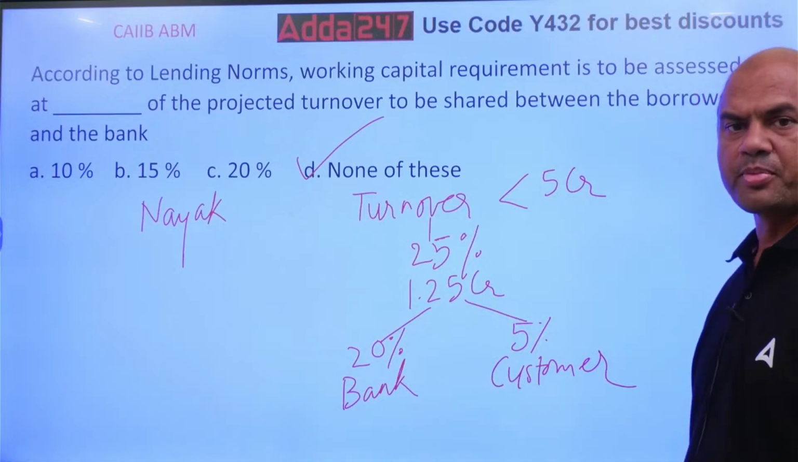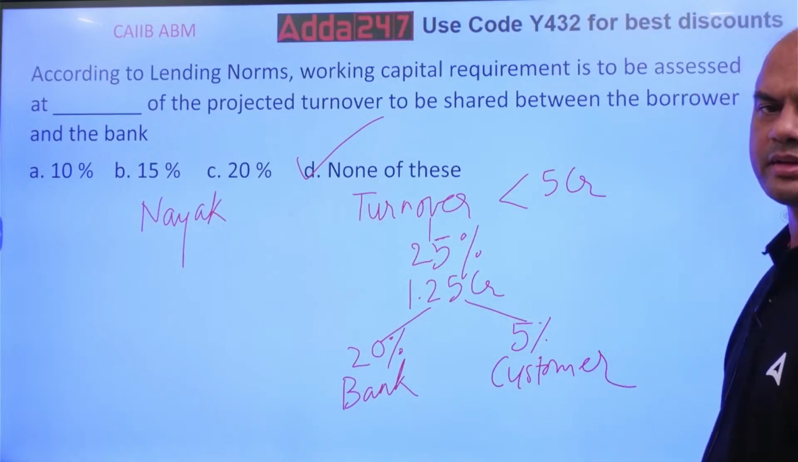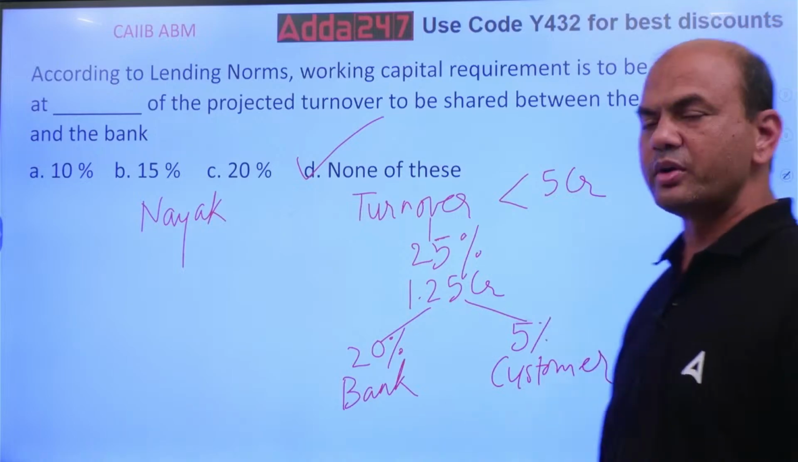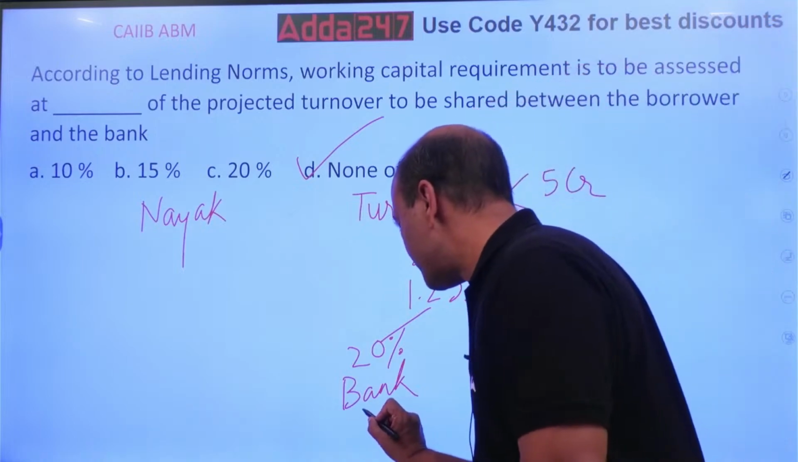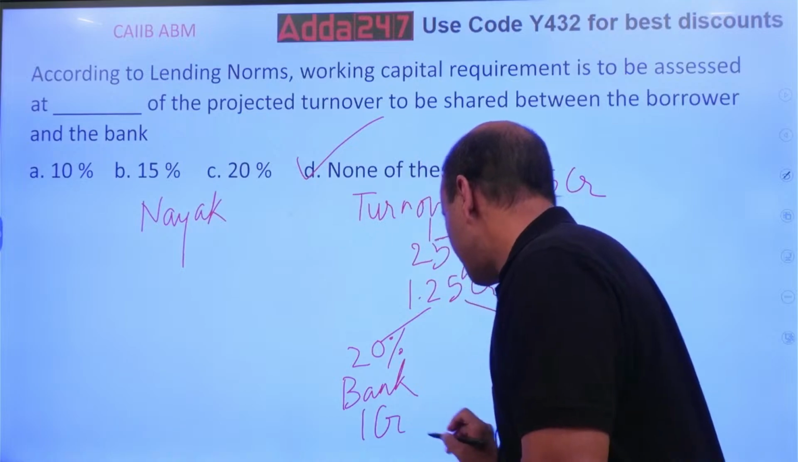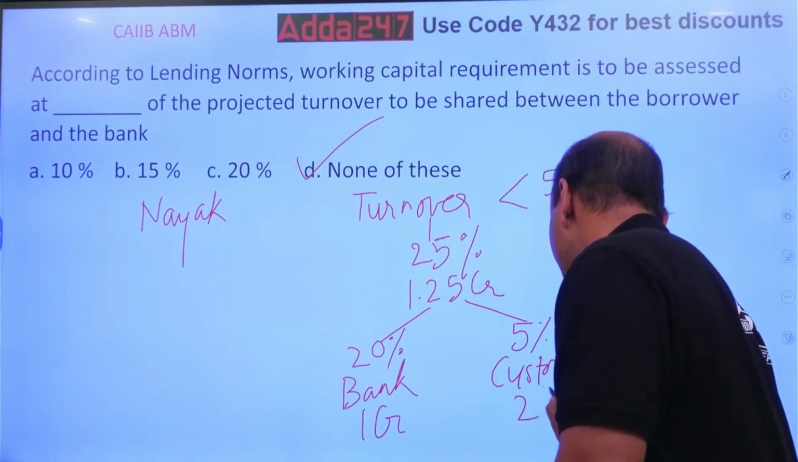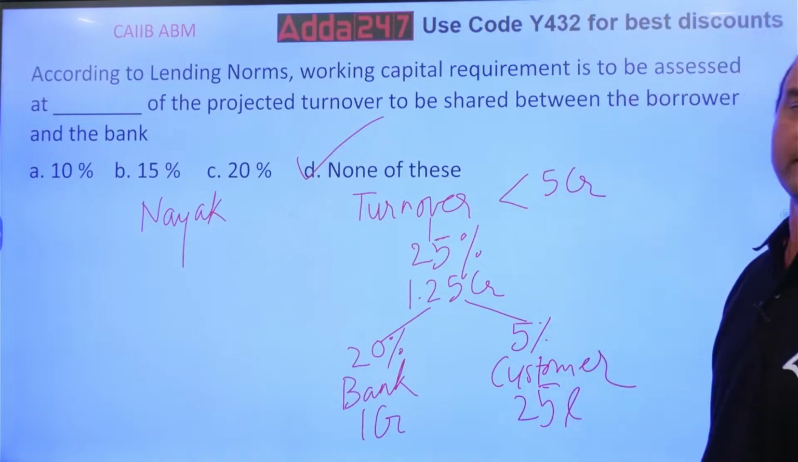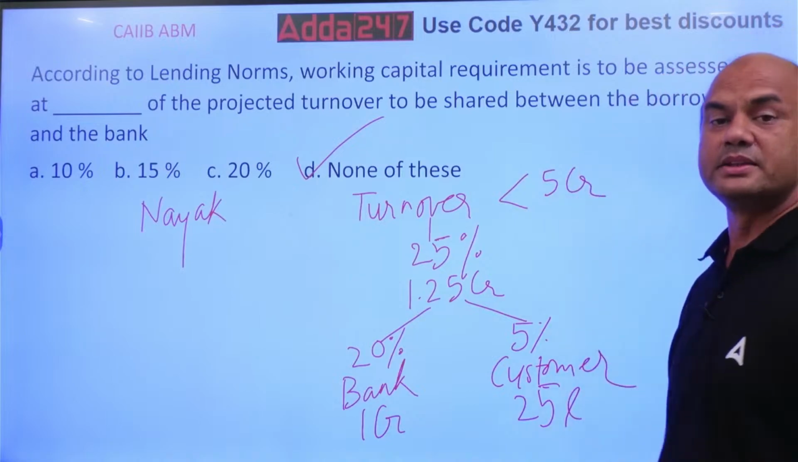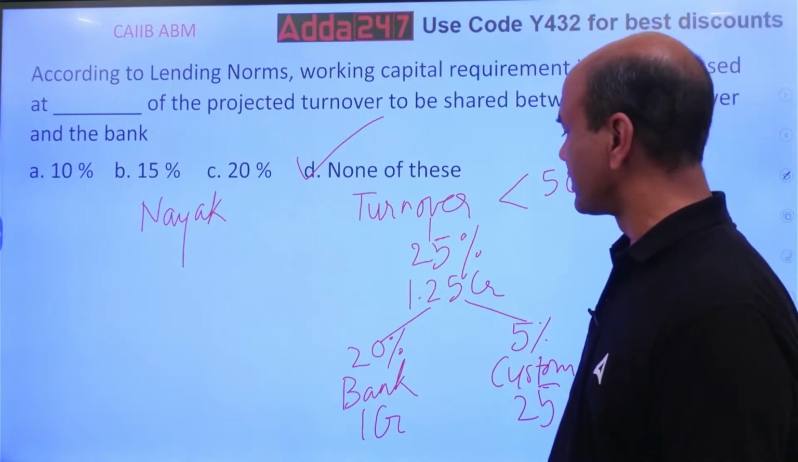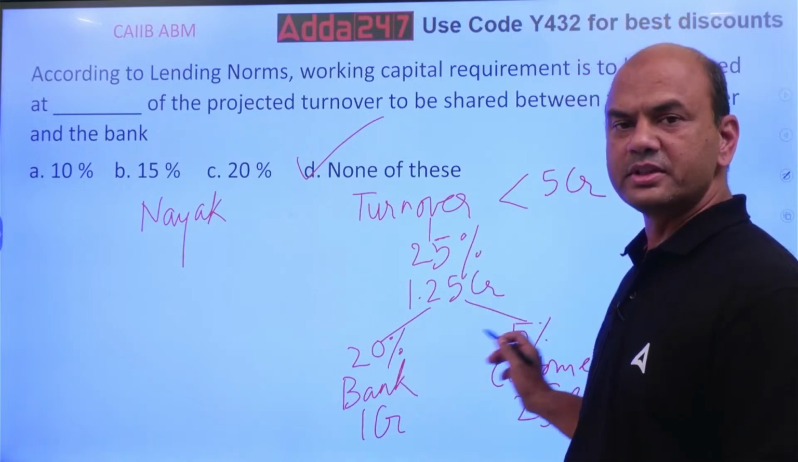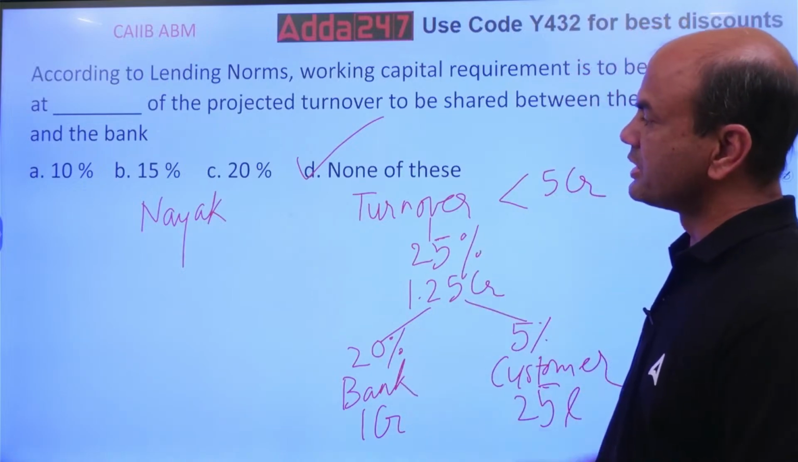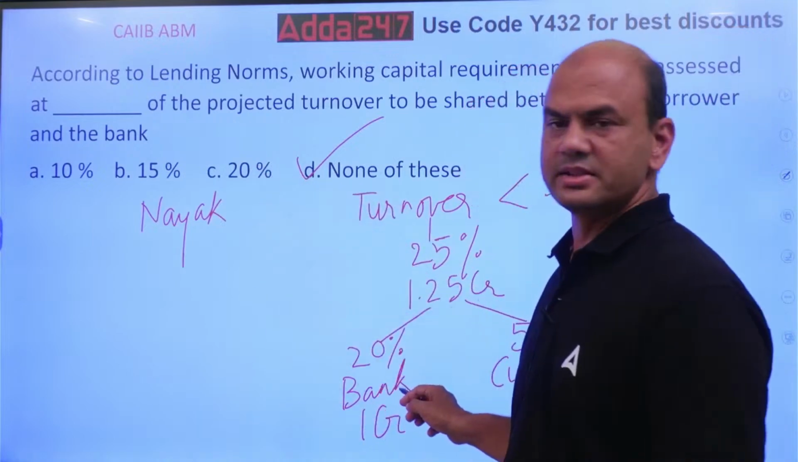So what does it mean? It means that out of this 1.25 CR, 1 crore will be given by the bank and 0.25, 25 lakhs, will be brought in by the customer. And this is the Nayak committee's recommendation: 25%, 20%, 5%.